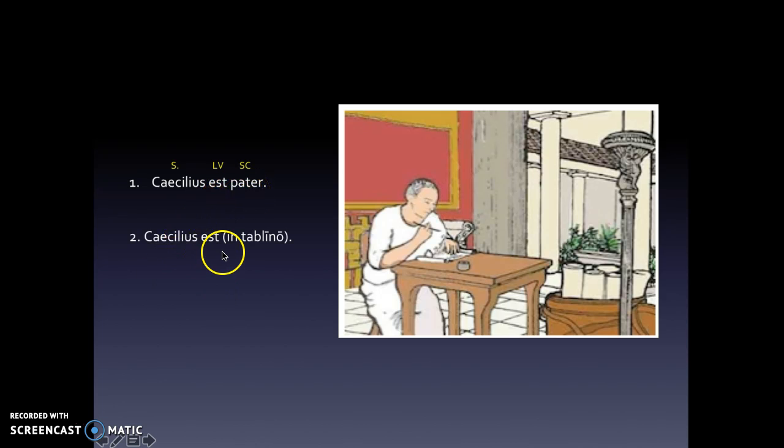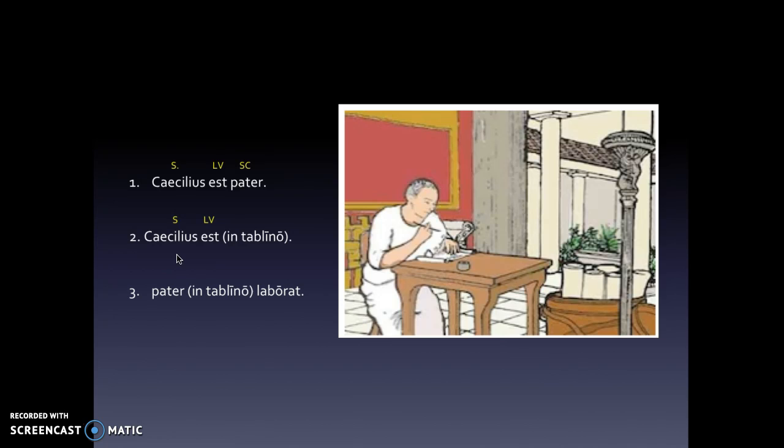All right, for the second sentence, we had a noun that was right next to a preposition. So we've got a prep phrase here, in the study. I'm going to put that in parentheses and set it aside for the moment. Let's look at what we have left. Caecilius is a noun. I'm going to label that as the subject. Est is the linking verb. We have no subject complement here. Instead, we've got a prep phrase, which is fine. So this sentence reads, Caecilius is in the study. It's not telling us what he's doing. It's just telling us where he is.